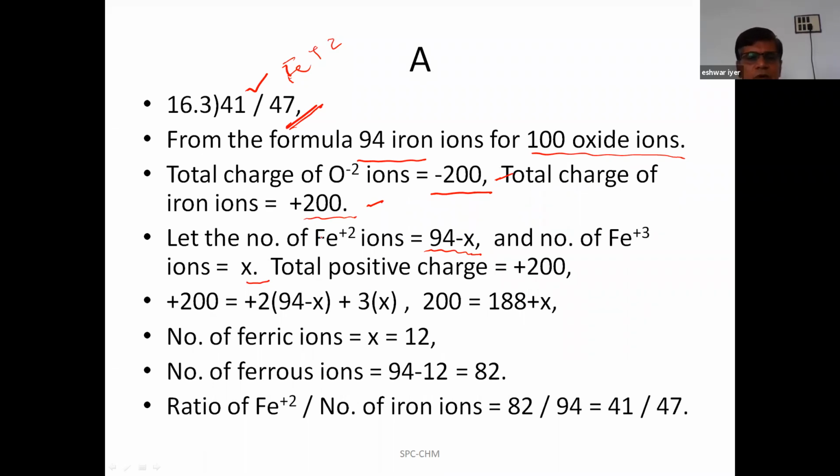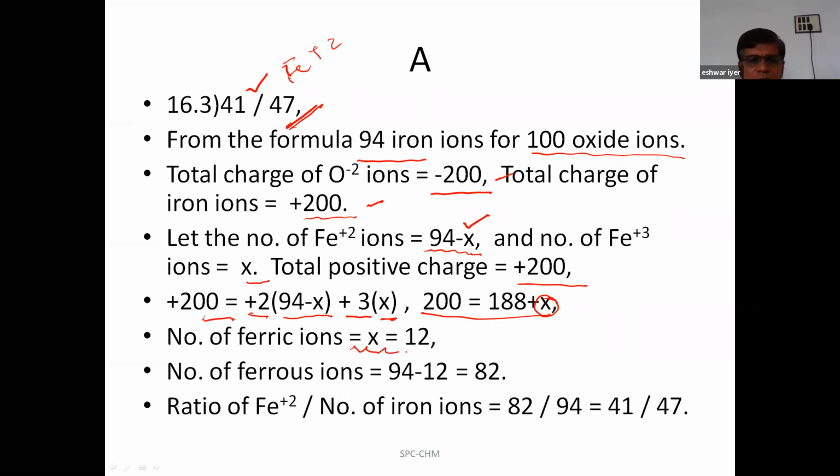Fe plus 2, Fe plus 3: let Fe plus 3 be X and Fe plus 2 be 94 minus X. Then you divide the total charge of 200 between them. So that is the problem, mathematics. Plus 2 ions, how many, into 94 minus X. Plus 3 ions, how many, X. So that is equated with plus 200. Now you get from this the value of X.